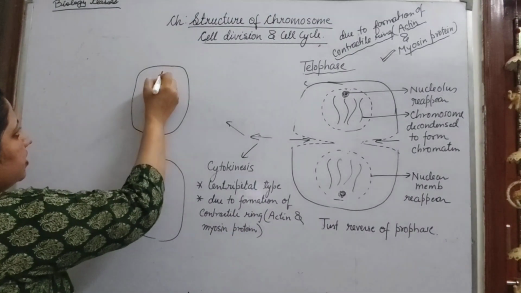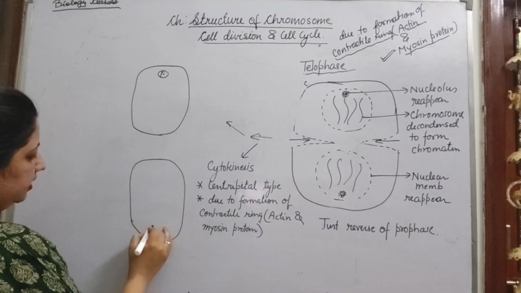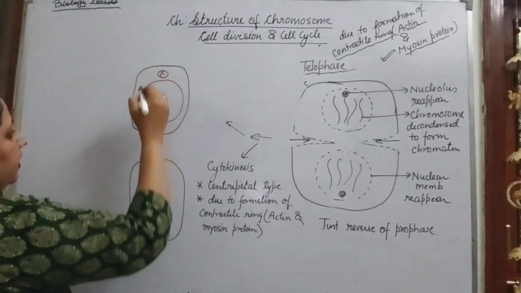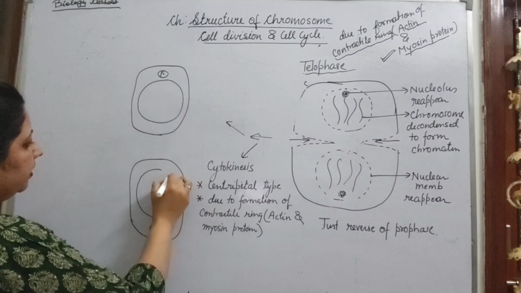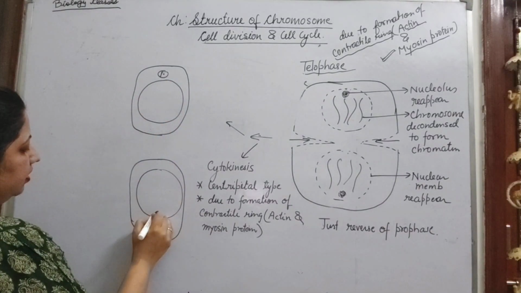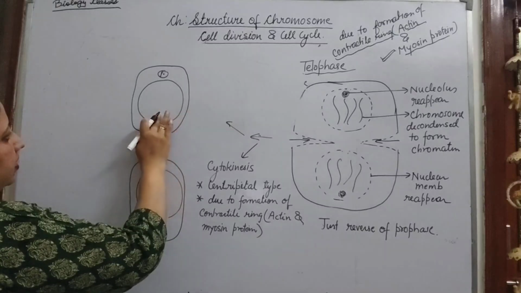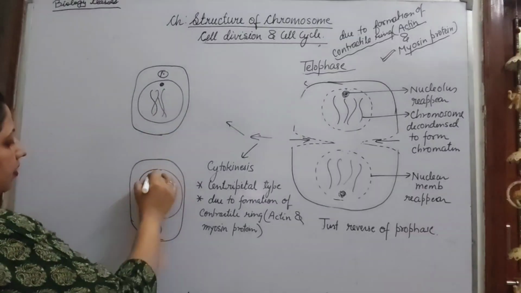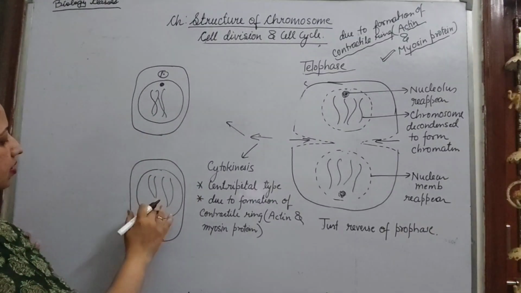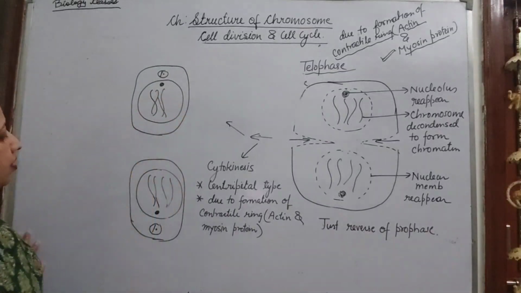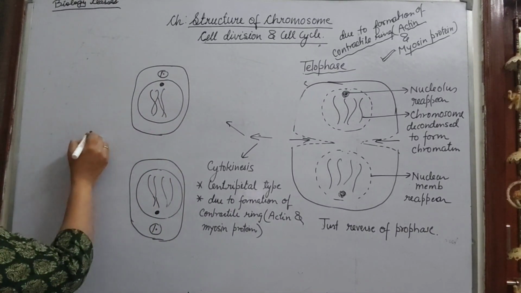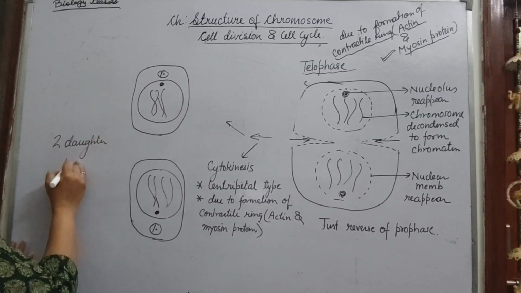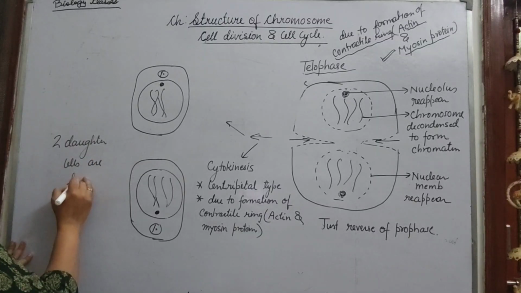So what kind of changes? This is the centromere. Again, this is the centromere. This is the complete formation of nuclear membrane. In this, there is again a nuclear membrane. Now, this is the nucleolus, and this is the chromatin thread. Okay. So two daughter cells are formed.